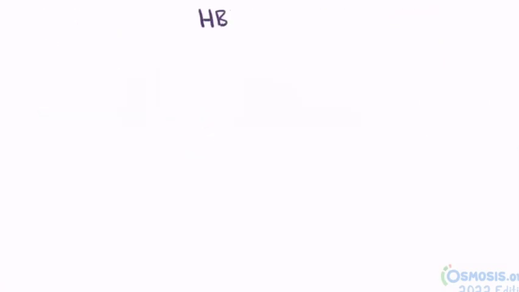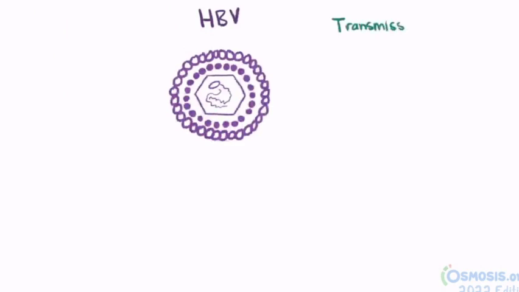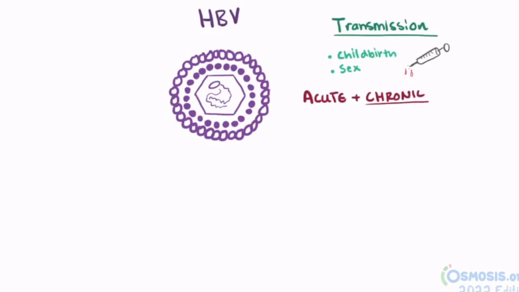Okay, on to hepatitis B. HBV is just like HCV in that it's contracted via the blood, so the same routes like childbirth, unprotected sex, and others. HBV, however, only moves on to chronic hepatitis in 20% of cases overall, but it also depends on the age that someone gets infected.